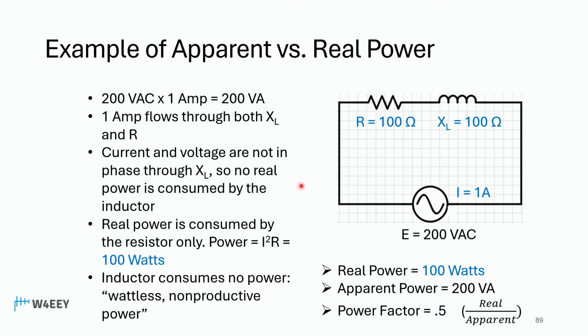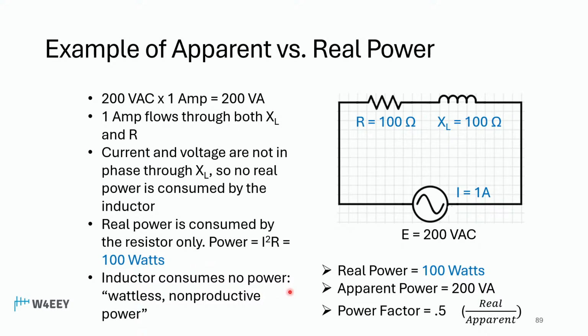Current and voltage are not in phase through the inductor, so no real power is consumed by the inductor. Real power is consumed by the resistor only. So the formula for power is I squared R. I is 1 amp, R is 100 ohms, and that gives us 100 watts. Remember, we had 200 volt amps, but we only have 100 watts actually being dissipated.